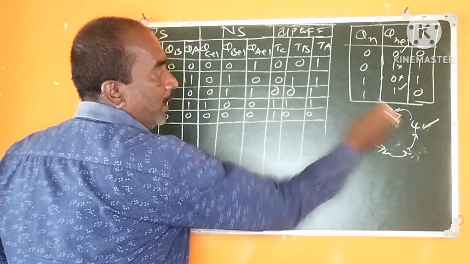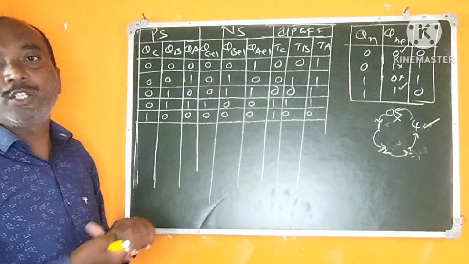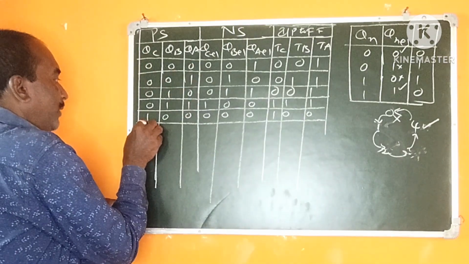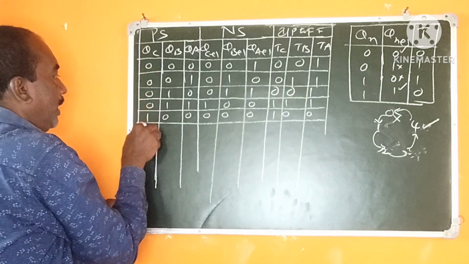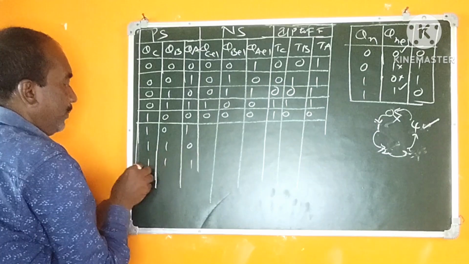Now we have completed all the 5 states. The 5 counter states are completed. So this 3-bit binary will vary from 0 to 7: 0, 1, 2, 3, 4, and this is 5, this one is 6, and this is 7.